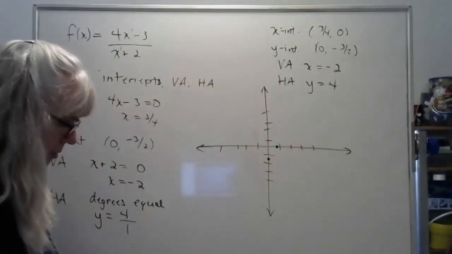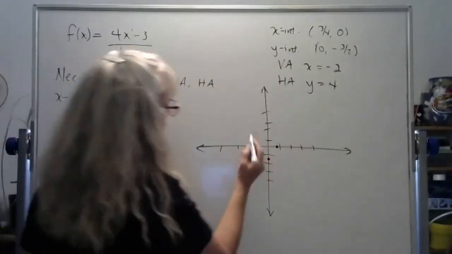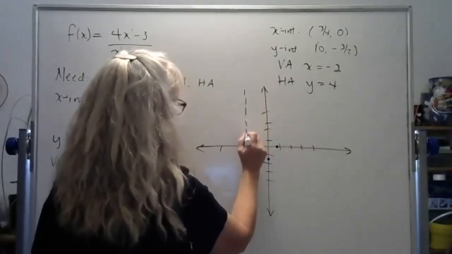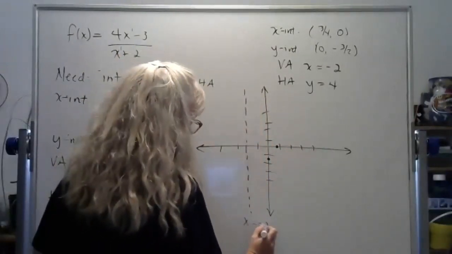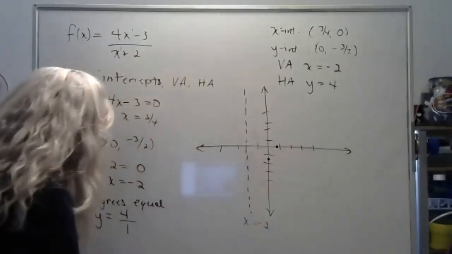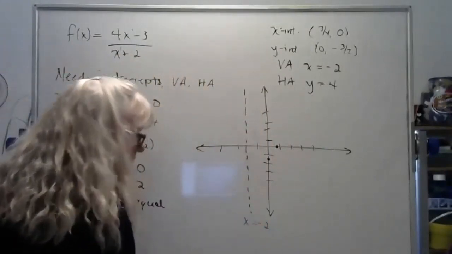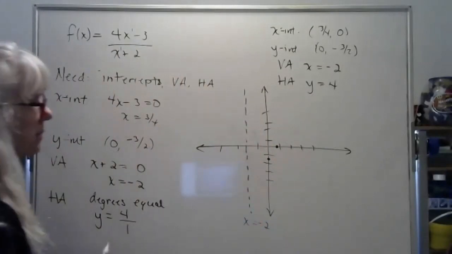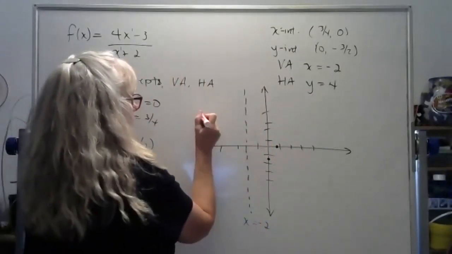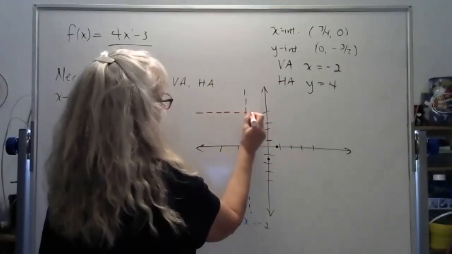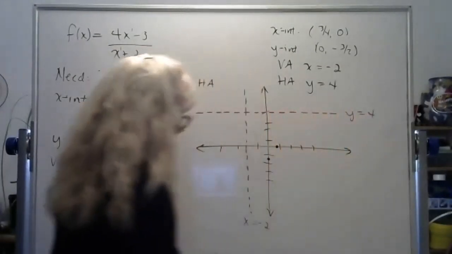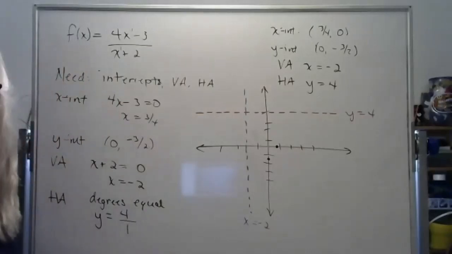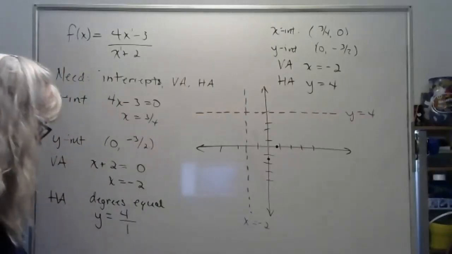And I think I was using blue the other day, so I'm trying to be consistent. So that's our x equal -2. And then our horizontal asymptote, which describes the end behavior, is actually way up there at 4. So it's pretty high. Okay, and that's all we got. So we have 2 points and 2 dotted lines.